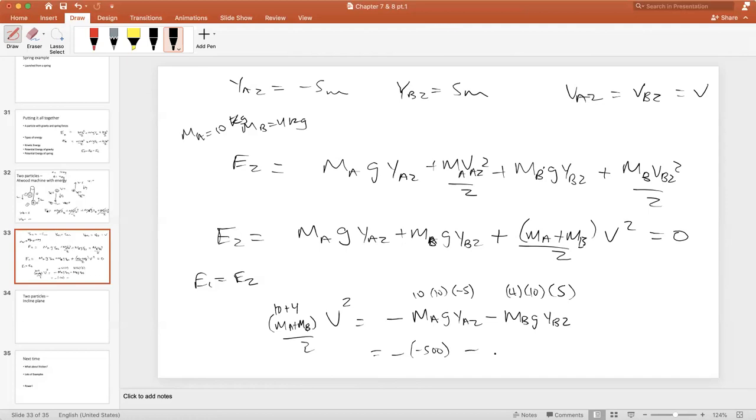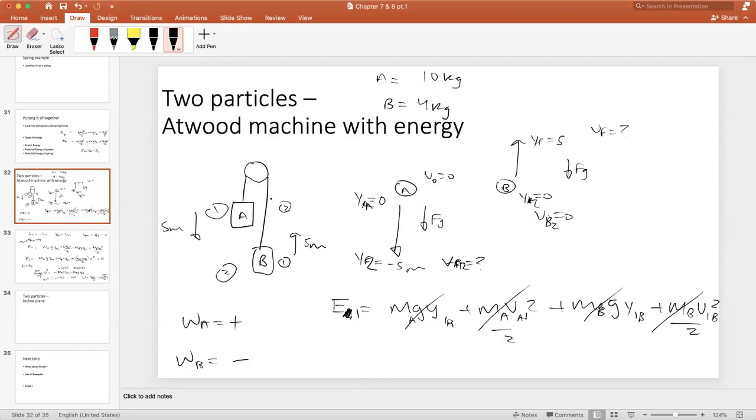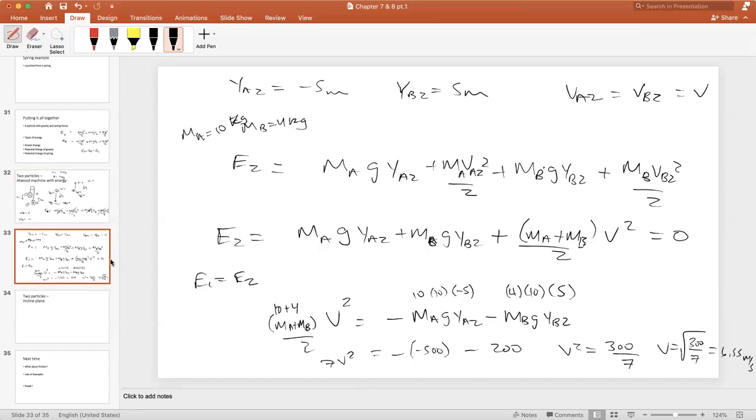minus 4 times 5 is 200. So this is 7v squared equals 500 minus 200, that's positive 300. So this says that v squared is 300 divided by 7, or v is the square root of 300 divided by 7, about 6.55 meters per second. When we look back at this, we know B is going up 6.55 meters per second. A is dropping 6.55 meters per second.